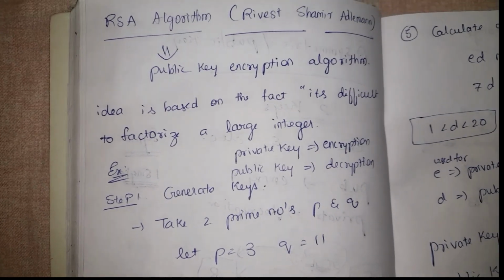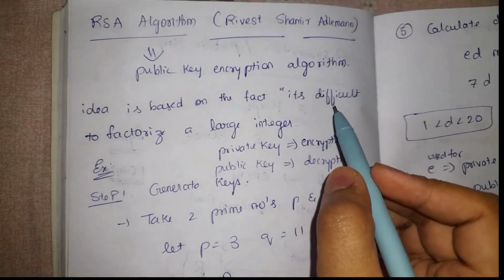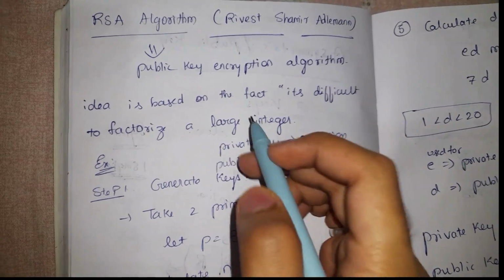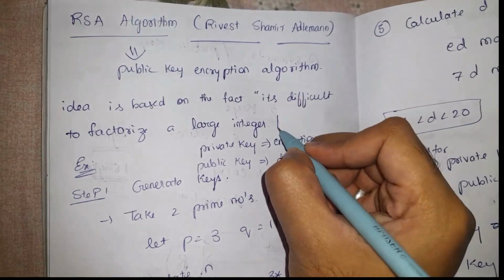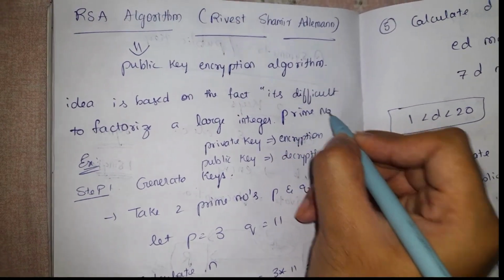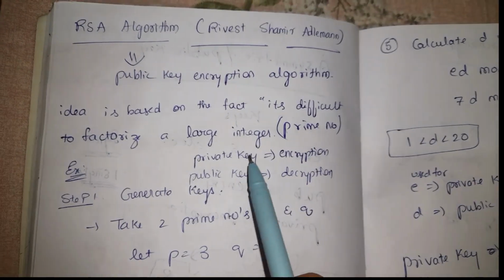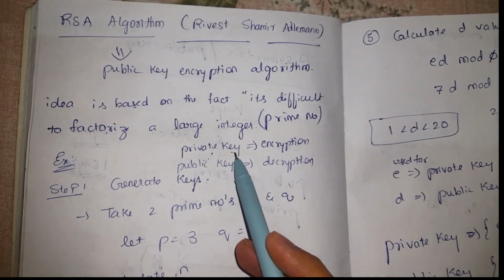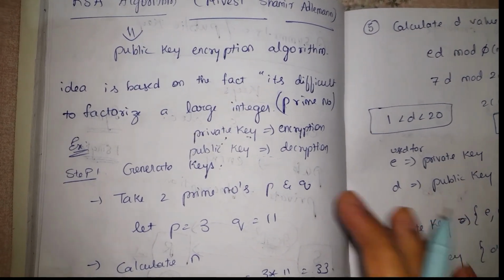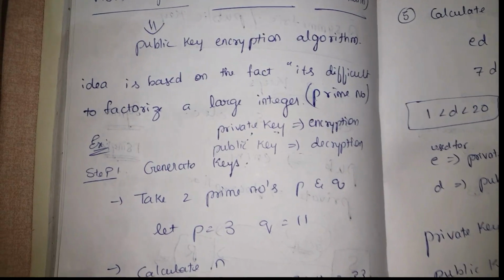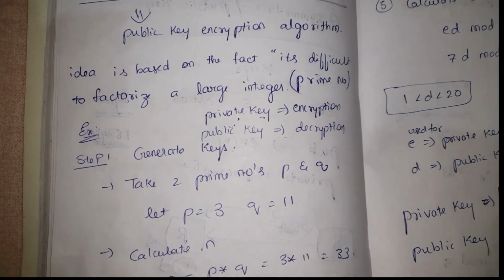It is based on a mathematical fact that it is difficult to factorize a large integer. To be precise, a large prime number. They use the private key for encryption and the public key for decryption in this algorithm. Now let's take an example and try to understand how this algorithm works.